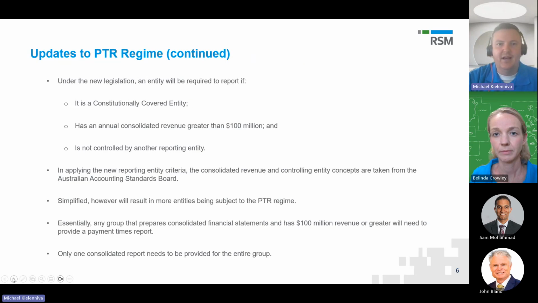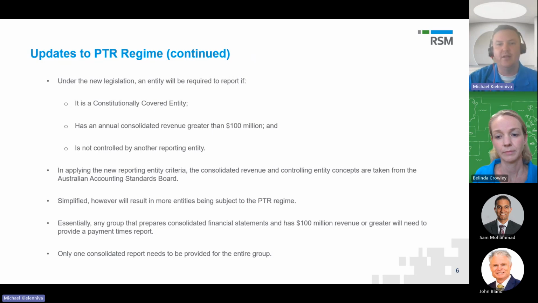So very broadly, under the new legislation, an entity will be required to provide a PTR report where it is a constitutionally covered entity. This is the only concept that still leaves a few holes as it relates to entities that fall under the control of the Commonwealth. The issue here is that a trust that is not established in an Australian territory, which is most trusts, to be fair, can't be subject to the PTR regime. The second point is that it has to have an annual consolidated revenue greater than 100 million, and that's by reference to the AASB definition of consolidated revenue.